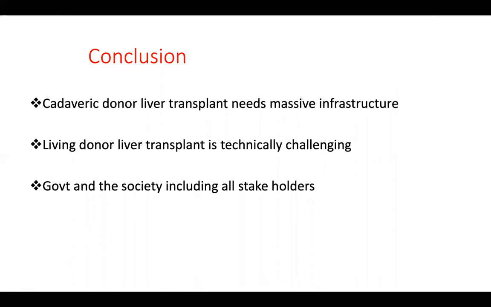Living donor liver transplant is technically more challenging for the surgeons, but the infrastructure is usually not at national level. It can be set up in one tertiary care hospital. It requires expertise of the surgical team and the relevant other professionals. But the infrastructure requirement is not as big as it is in the case of cadaveric transplants.